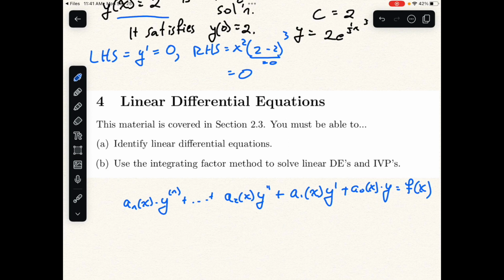So basically, the takeaway here, this is your standard form of something that's linear, is that you have however many derivatives of y in there, but you don't have anything like the nth derivative of y squared, or sine of y, or y cubed, or square root of y, or square root of y prime, or anything like that. So y is just a linear term, and its derivatives are linear terms.